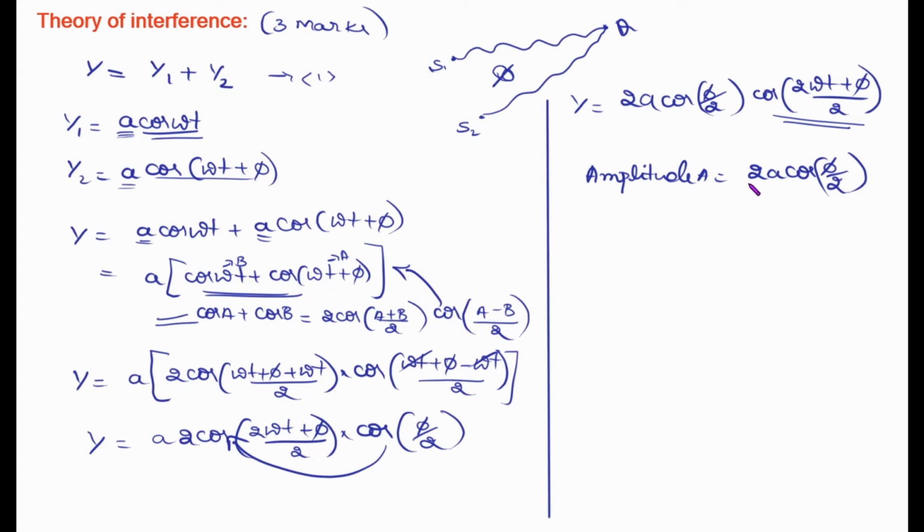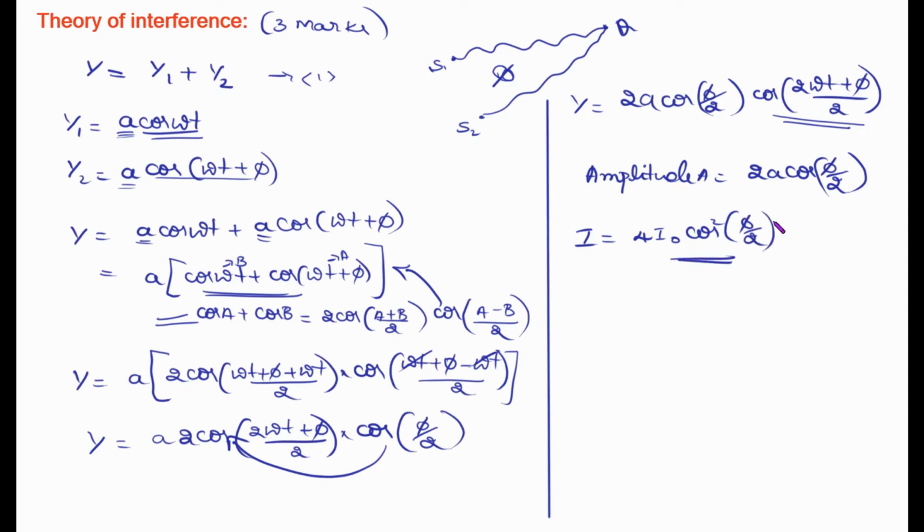Okay. And this amplitude will be maximum if constructive interference takes place, and it will be minimum if destructive interference takes place. And the intensity is given by 4 I naught cos square pi by 2.